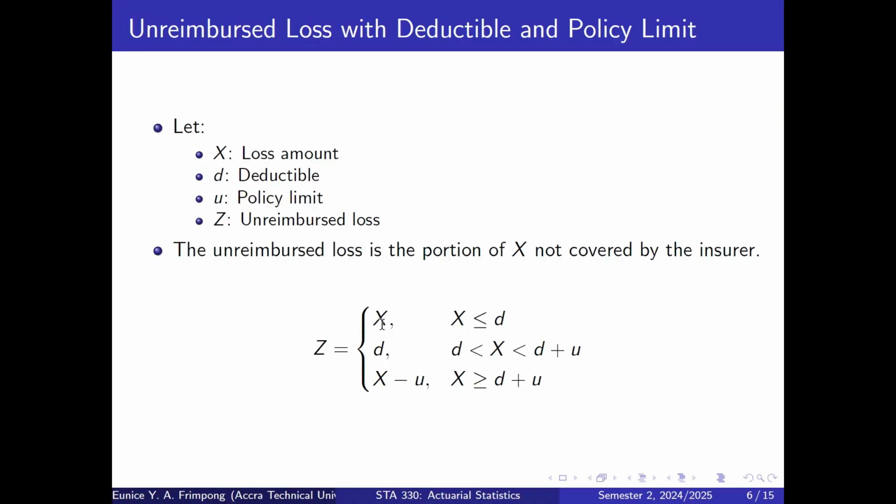Now Z is equal to X in the case where X is less than or equal to D. Z is equal to D in the case where the loss is more than the deductible but less than the deductible plus the policy limit. And Z is equal to X minus U in the case where the loss is more than D plus U, which together form the maximum covered loss. So if the loss is more than D plus U, then you, the policyholder, will pay the total loss minus the policy limit, because U is the portion that is borne by the insurer.